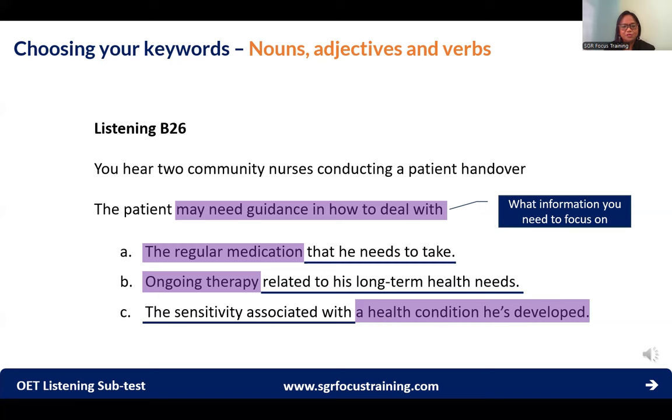Okay, so we heard the two nurses, okay? It's the female nurse that was talking a lot and explaining things and making recommendations. And the second nurse was the one that was listening and saying, okay.